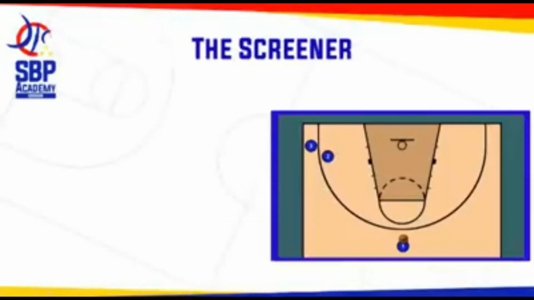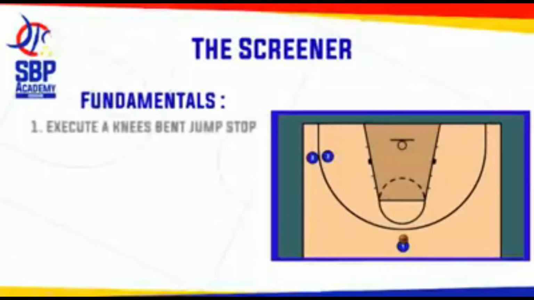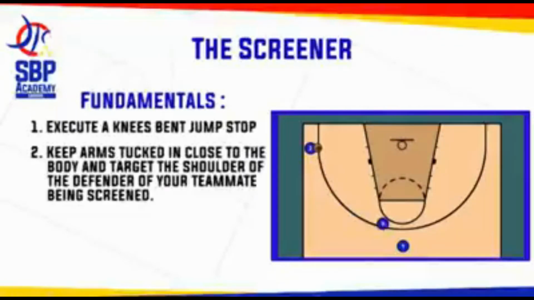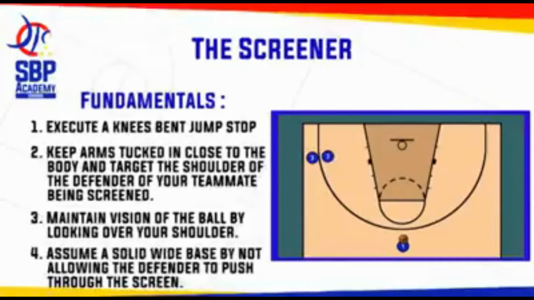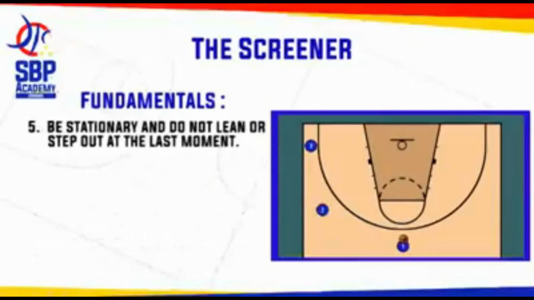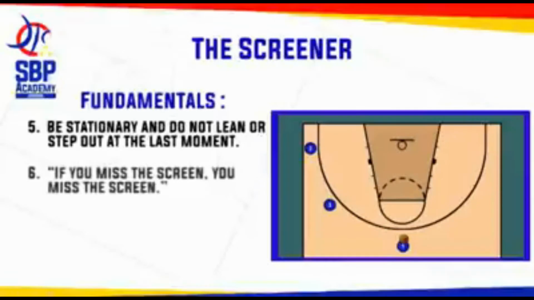The screener. Execute a knees bent jump stop. Then keep your arms tucked in close to the body and target the shoulder of the defender of your teammate being screened. Maintain vision of the ball by looking over your shoulder. Assume a solid wide base by not allowing the defender to push through the screen. Be stationary and do not lean or step out at the last moment. Remember, if you miss the screen, you miss the screen.